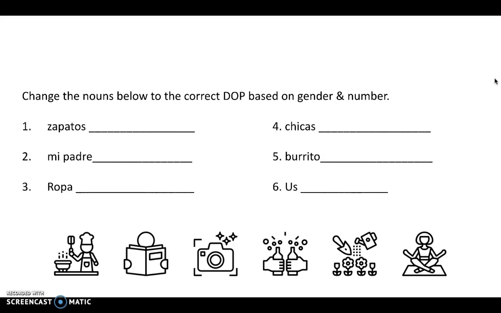Ok, bueno, vamos a repasar las respuestas. Primero tenemos zapatos, este es los. Mi padre, este es lo, because we're talking about him, not to him. And even if we were talking to him, you might be using the usted form. Ropa, la. Chicas, las. Burrito, lo. And us, nos. Excelente. Vamos a continuar.